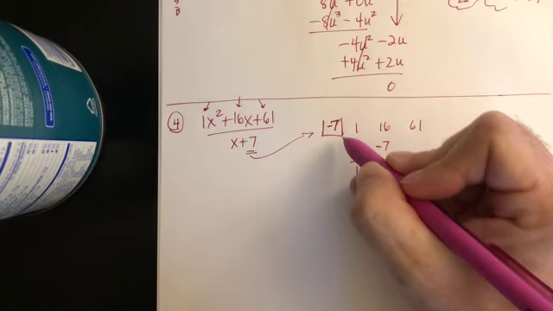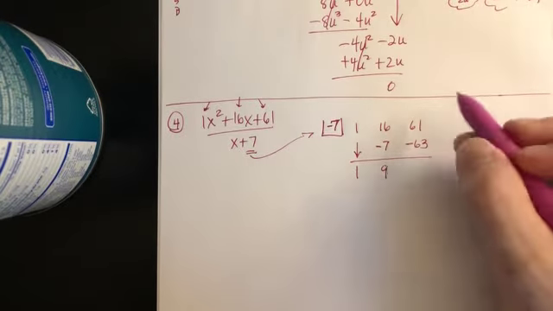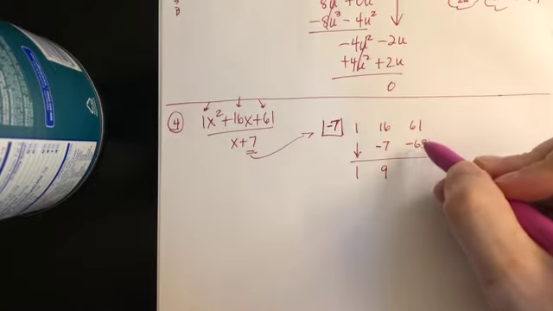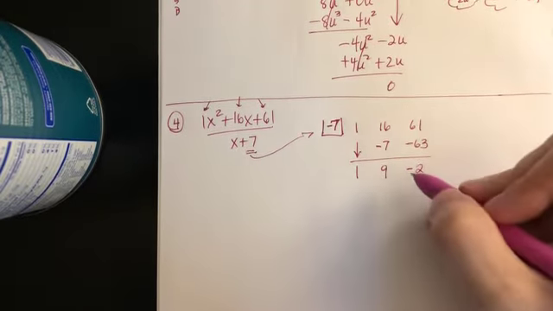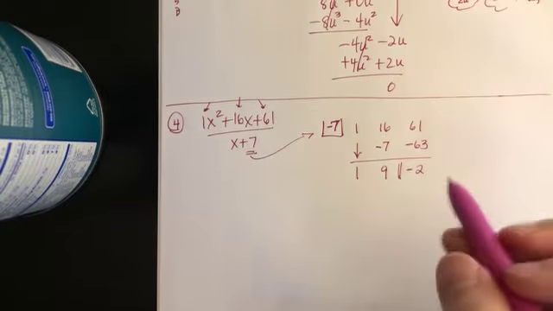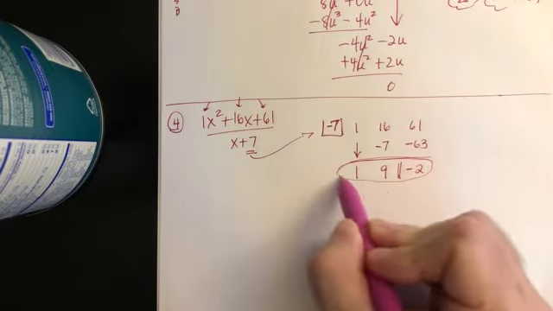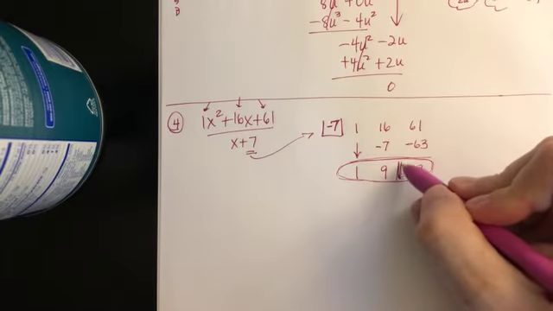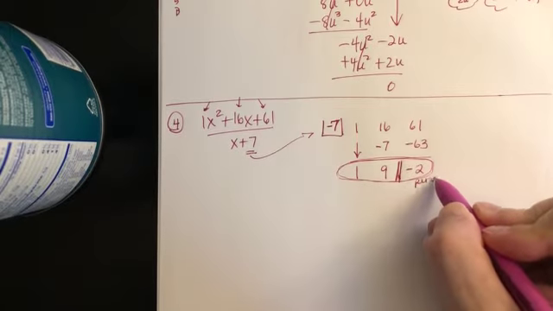And then we take this number and multiply it by this box. So 9 times negative 7 is negative 63. And then these two are different signs, so we subtract. We get 2 with a negative in front. And that's it. The numbers on the bottom are the numbers in your answer. But that last number kind of needs to be separate because it's the remainder.